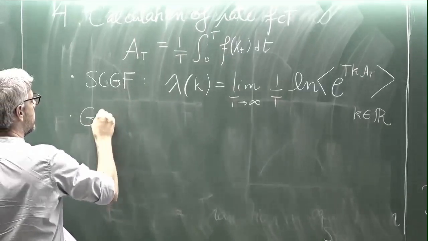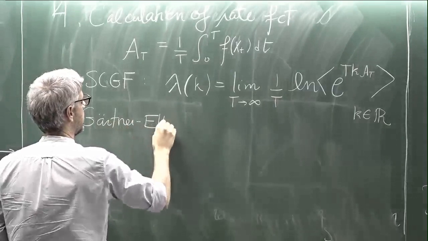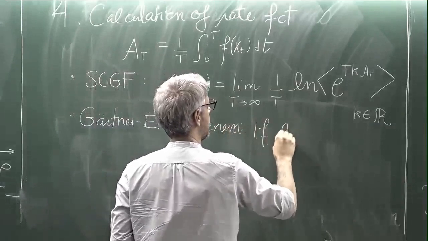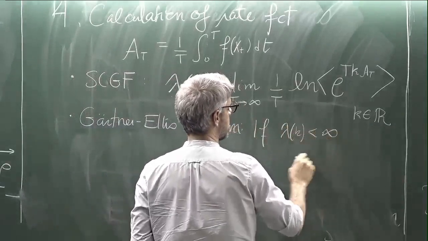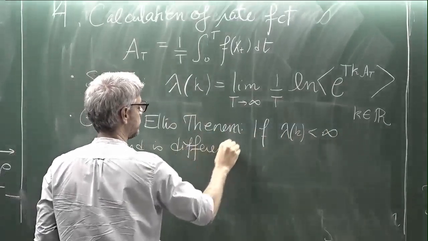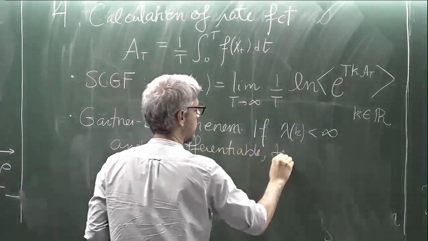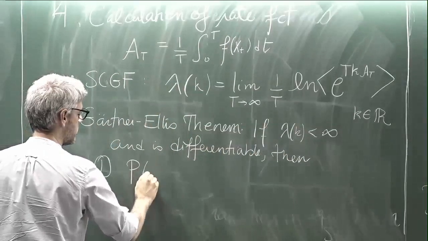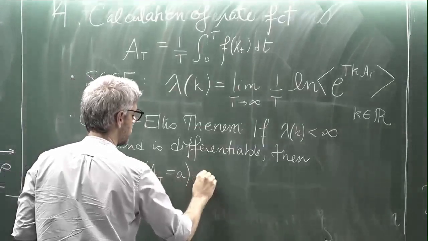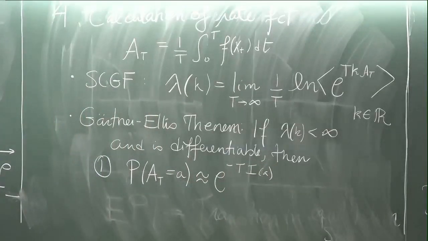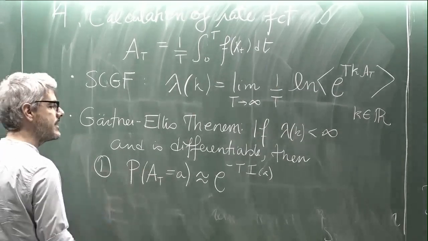And then there's a nice theorem called the Gärtner-Ellis theorem that says that if lambda(k) exists and is differentiable, then my A_t has a large deviation principle, so it has a large deviation form. So the density really has the form that I'm anticipating. So that answers the first question. When do we know that we have that approximation or ansatz or scaling? If we have the conditions of that theorem, then I know I have that scaling.